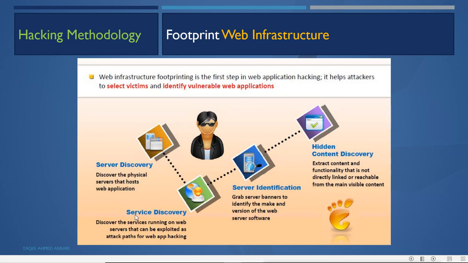Then service discovery. Discover the services running on web servers that can be exploited as an attack path for web app hacking. Then server identification. In this, grab server banners to identify the make and version of the web server software. Then hidden content discovery. Extract content and functionality that is not directly linked or reachable from the main visible content.